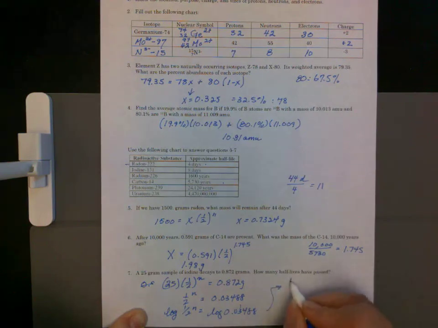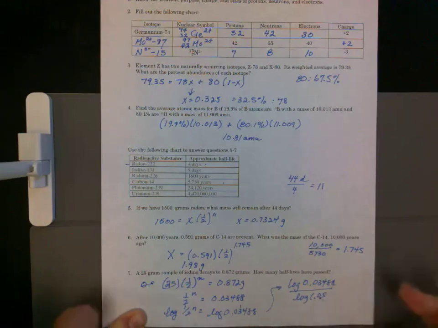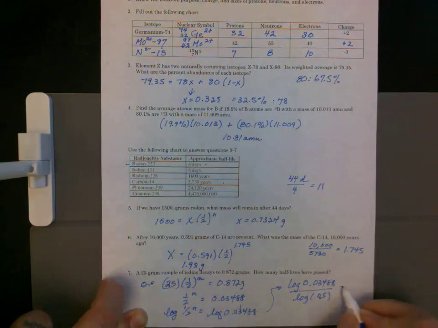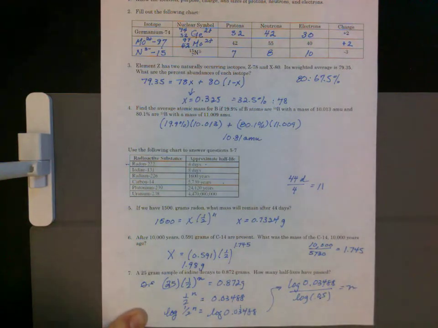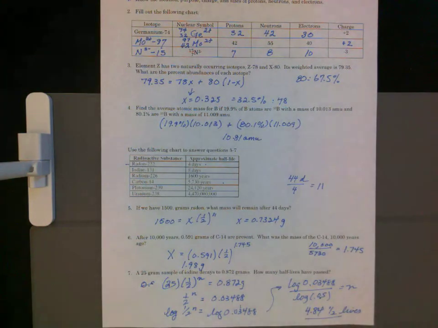So what I end up with is the log of 0.03488 divided by the log of 1/2, which is 0.5. And that will give me the number of half-lives that have gone by. And so n is going to be 4.84 half-lives. Okay, so you have to use the log button to solve for that one.